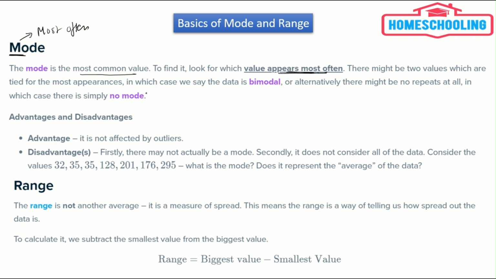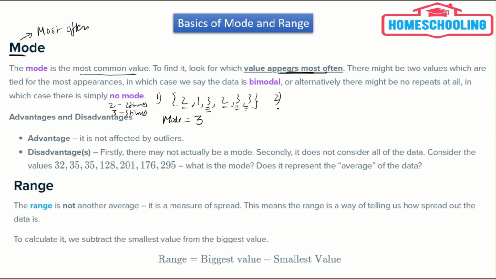Let's take a few examples. In the first example: 2, 1, 3, 2, 3, 3. As we can see, 2 is coming 2 times, and 3 is coming 3 times. So what is going to be the mode? Mode means most often, or the value that appears most. So that is 3, because 3 is appearing 3 times and 2 is appearing 2 times. So the mode would be 3.